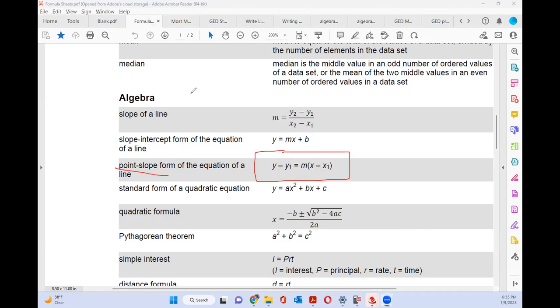So, point slope is y minus y1 equals m times x minus x1, where the point is x1 comma y1. So you get the x and the y from your point.